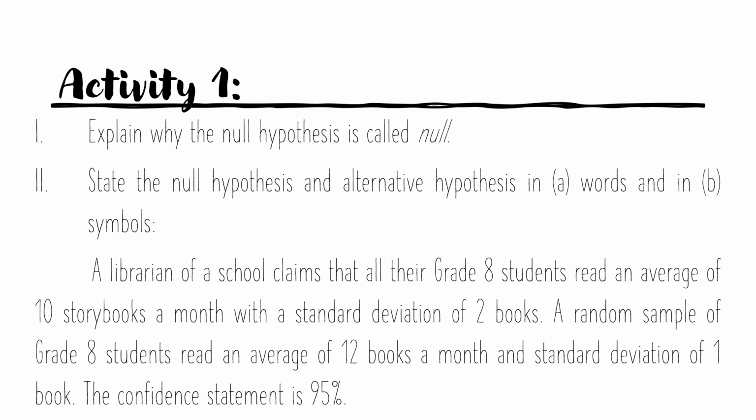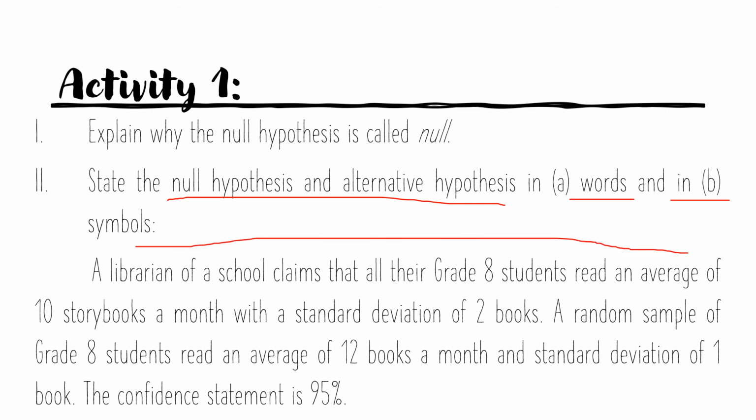So for your activity in this video lesson, first you need to explain why the null hypothesis is called null. There is a reason why we call it null. For number two, state the null hypothesis and alternative hypothesis in words and in symbols. There's a given scenario here and you're asked to state the null hypothesis and alternative hypothesis in words and in symbols. So that will be your activity for this video lesson.